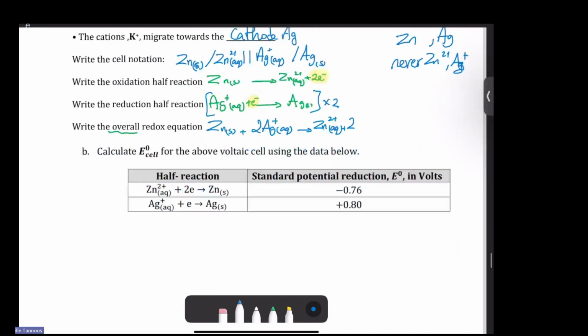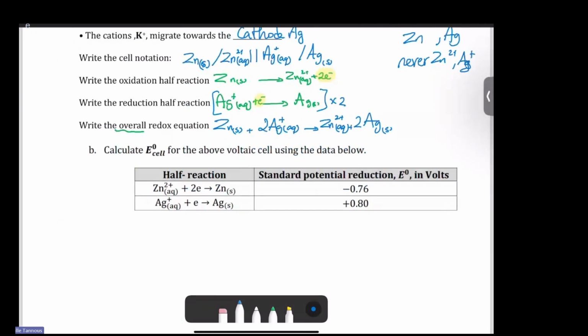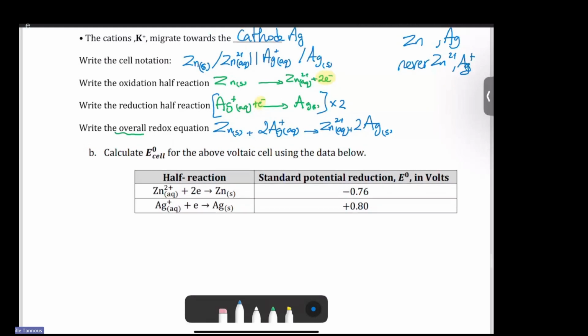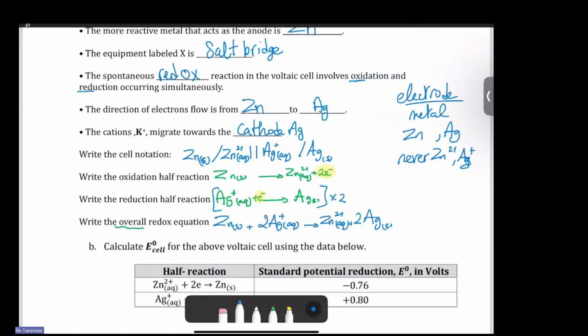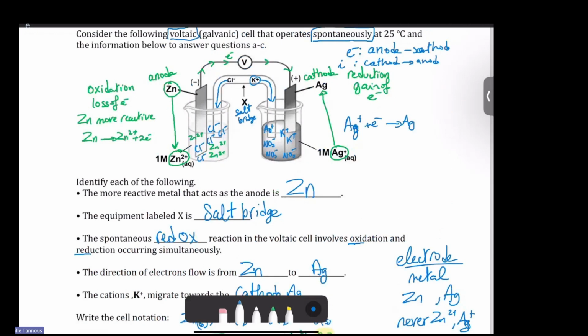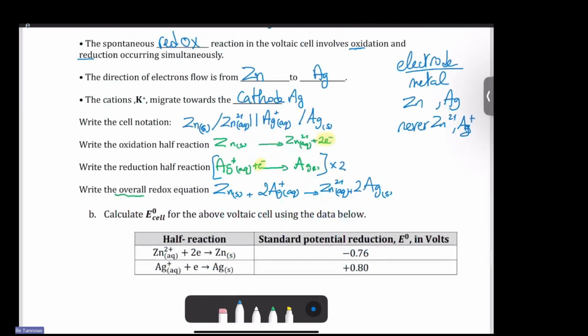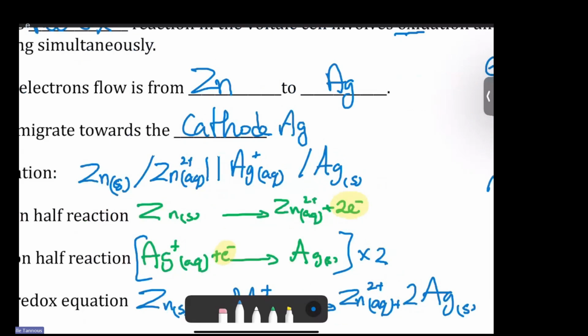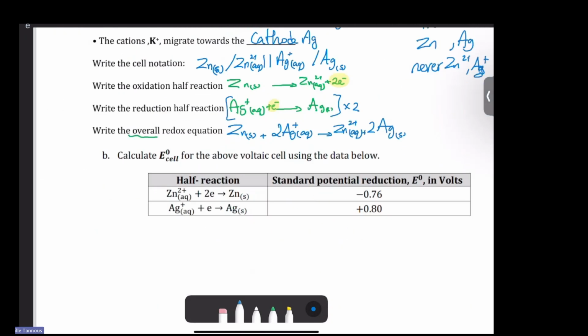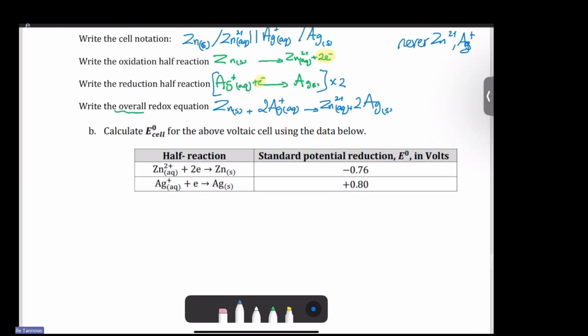Miss, for the question that says K+ migrates towards the, can't I say the Ag solution? Yes, you can, because you mentioned solution. So it's going toward the solution of Ag+. Say Ag+ solution, or you can say towards the cathode. So in this case, yes, you can. I wrote cathode, so I had to write Ag. But if you want to write solution, you have to write Ag+. Okay, now the last question.